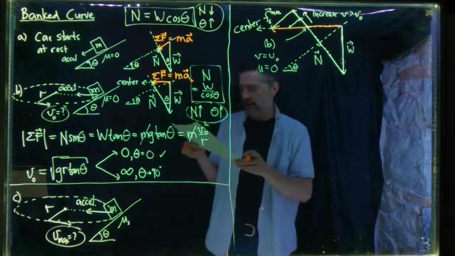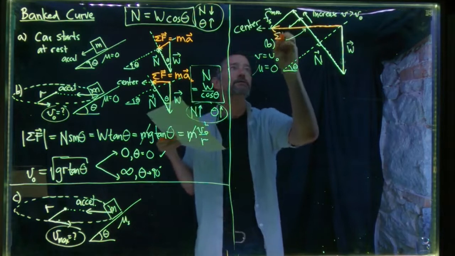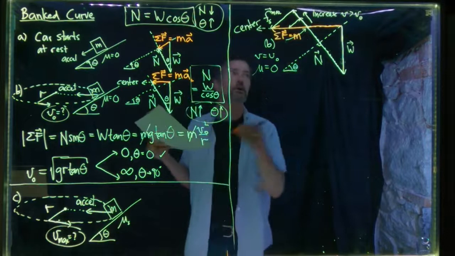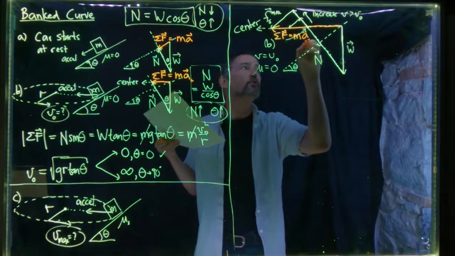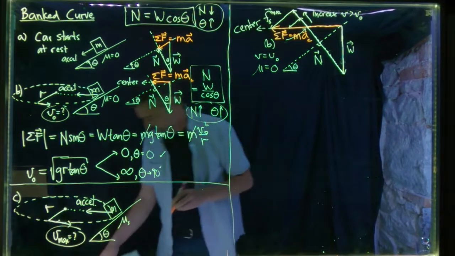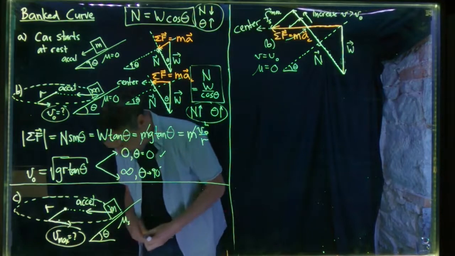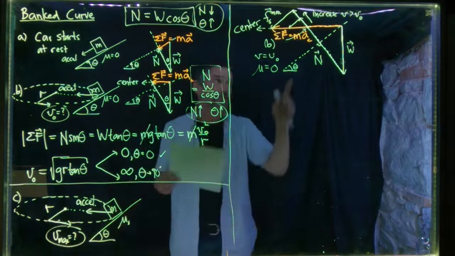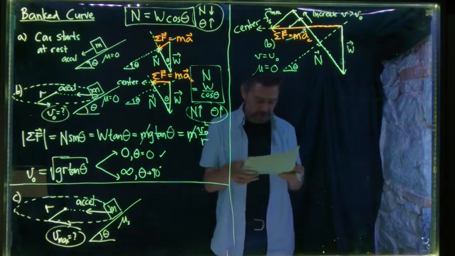So this guy is our net force, the sum of the forces. And that thing should equal the inertial mass of the car times the acceleration towards the center of the circle, the centripetal acceleration. Okay? Great. So this is a really cool diagram. Okay, make sure you understand that kind of stuff.